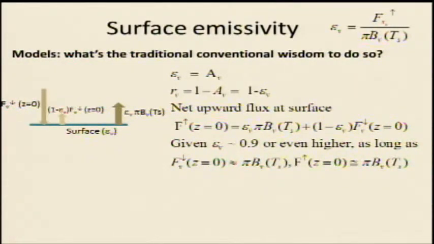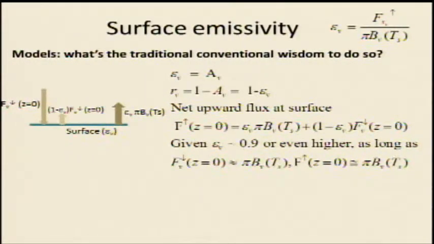So that means it's equal to 1 minus emissivity. So that means the net upward flux, which consists of these 2 components, can be written as this. So there are 2 facts. The first fact is this emissivity usually is very large, very close to 1. So that means 1 minus this emissivity is a small quantity.